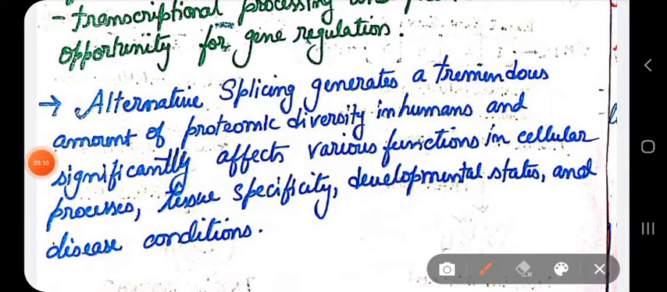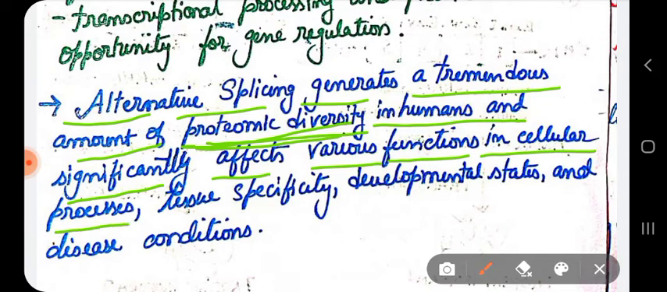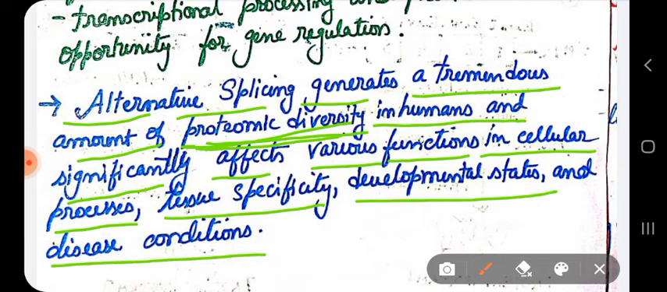Next, it is saying that alternative splicing generates a tremendous amount of proteomic diversity. The same thing has been written that we have said. Proteomic diversity means different variants of that protein can be created in humans and other animals, and it significantly affects various functions in cellular processes, like in specific tissues, in developmental states, and in disease conditions. It creates different variants of the protein that significantly affect various functions of the cell types and tissue types.